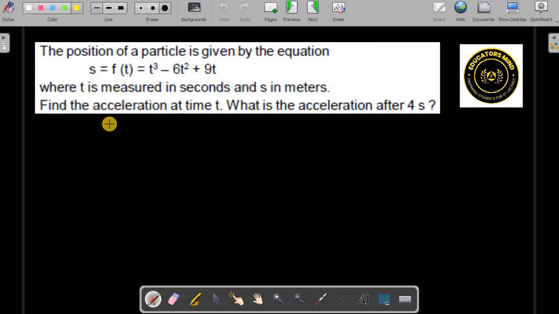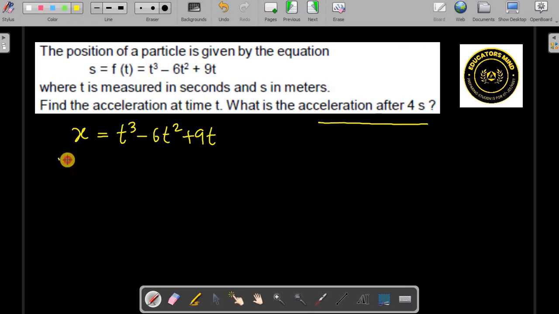Now this comes under kinematics applications. Let us see that. The position of a particle is given by the equation. This s is position. Sometimes in textbooks you will see that it's written as small x. I am just writing x instead of s. It is a function of time: t cube minus 6t square plus 9t. Now t is time and s is in meters. Acceleration we have to find. What is the acceleration after 4 seconds? After 4 seconds means at 4 seconds you can take.